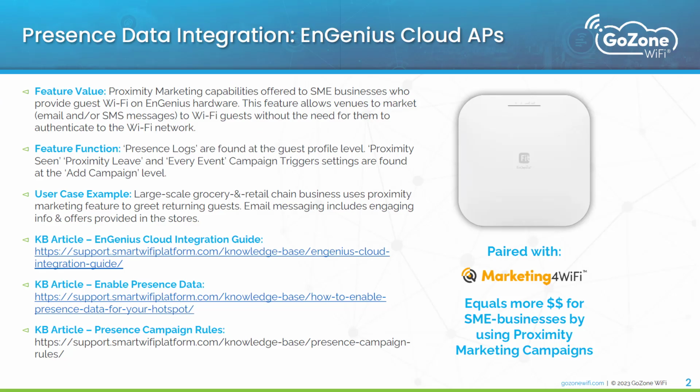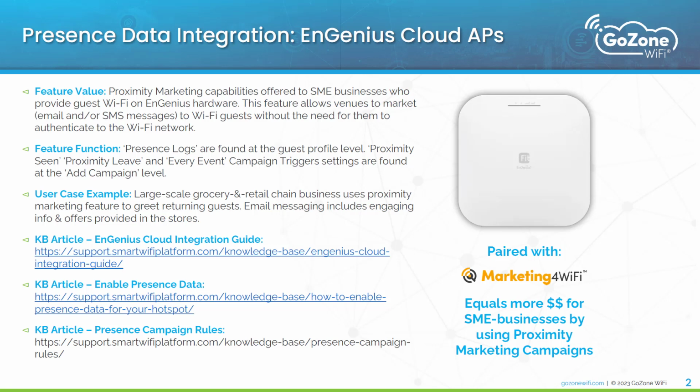So the first feature we will be looking at is the presence data integration with EnGenius Cloud hardware, or EnGenius Cloud access points. The value of this feature is the ability for proximity marketing capabilities that can be offered to small to medium-sized enterprise businesses. And of course, keep in mind any venue that is utilizing EnGenius Cloud hardware.